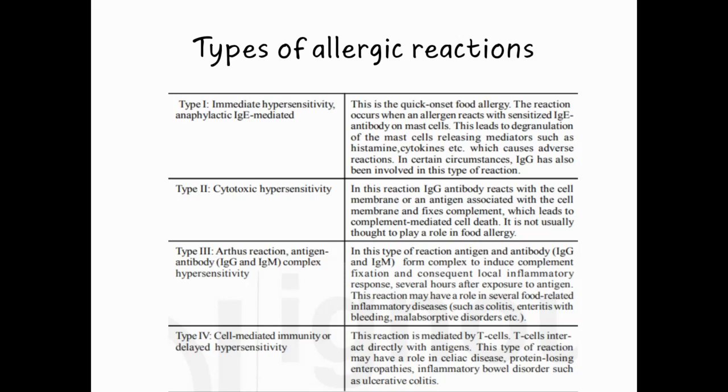And on the right hand side of the table, you can see the types are mentioned in more detail. So let me just give you a quick run through of the same. This is the quick onset of food allergy, your type 1. The reaction occurs when an allergen reacts with sensitized IgE antibody on mast cells. Okay, so mast cells are there in your body. Later on we will have an illustration of how this will react, so I'll just be reading through. This leads to degranulation of the mast cell, releasing mediators such as histamine, cytokines, etc.